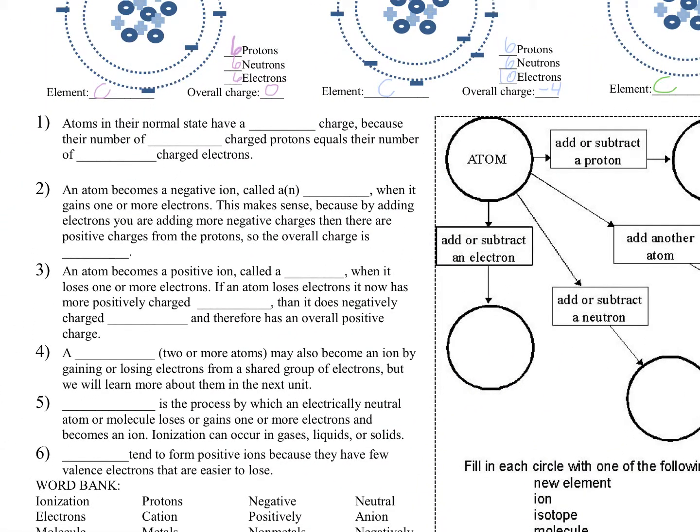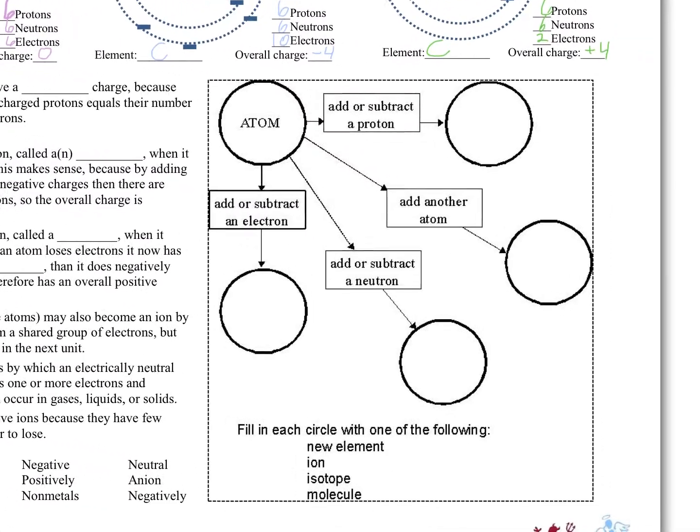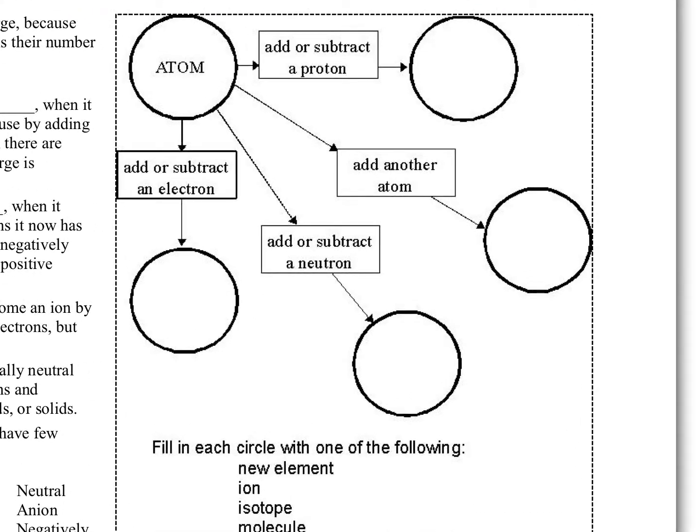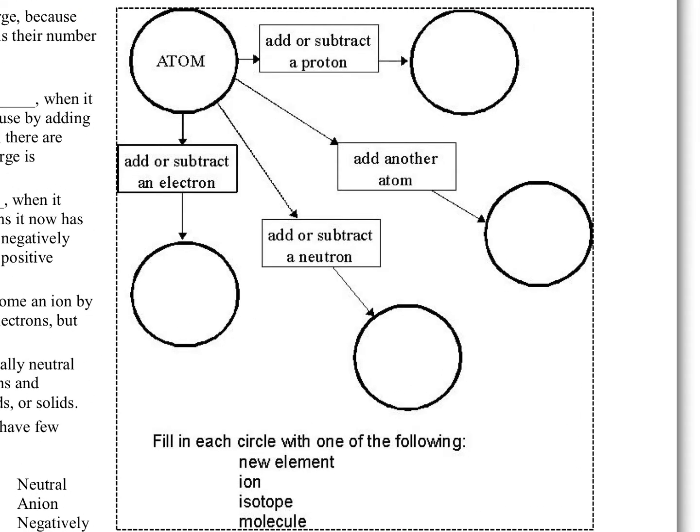You're going to come back and fill in these blanks using these words here. But I do want to go over this picture with you. This picture is very important for what we've been talking about with manipulating atoms. The first one we talked about was what happens if we add or subtract a proton. We're going to create a new element.